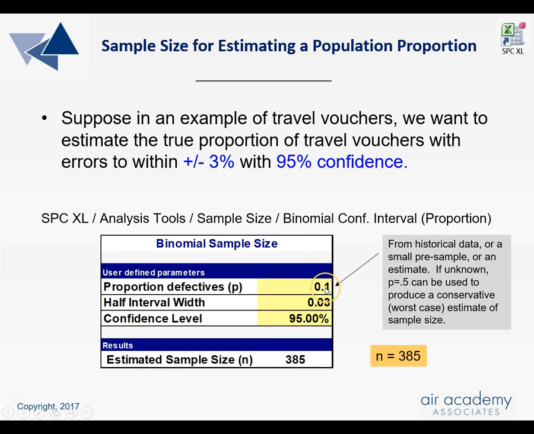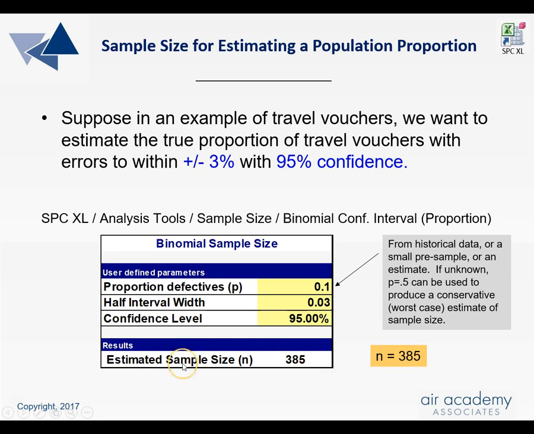But let's say in this case we have a 0.1, we say about 10% of our vouchers in the past have had problems or errors. So then you put 0.1. Again, you don't put the percent there, you put the proportion or 0.1. That's what this P represents, a proportion of defectives in the population, our estimate of it, and 0.03 would give us a sample size of 385.